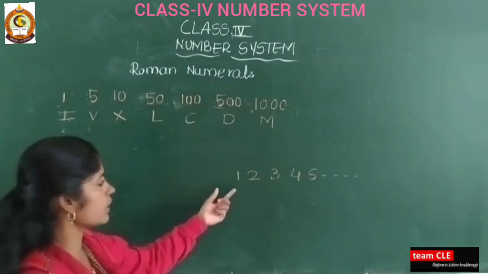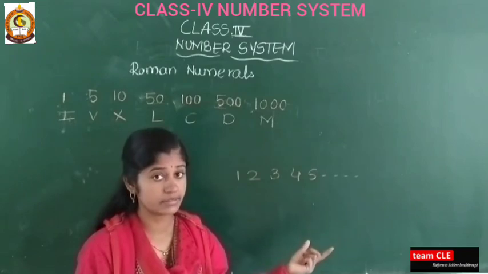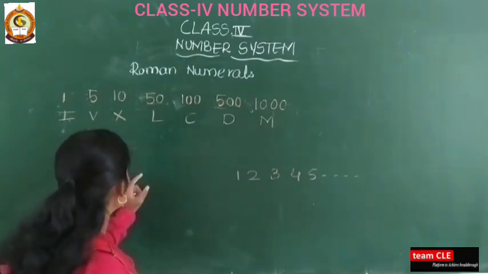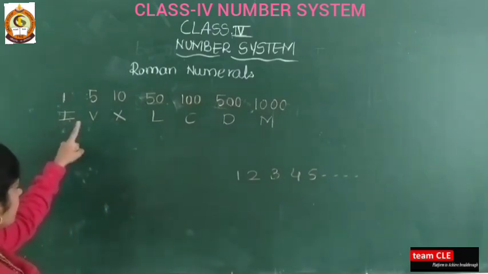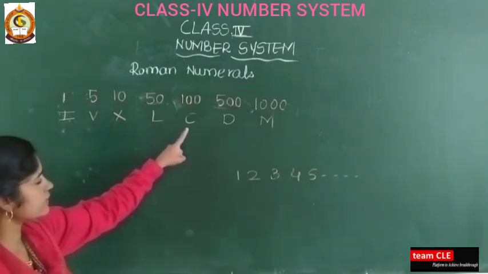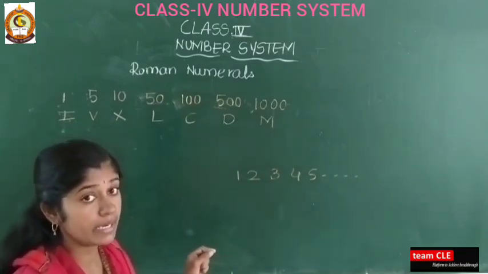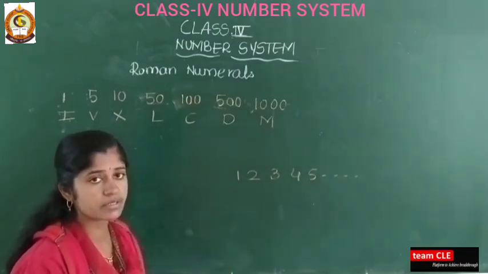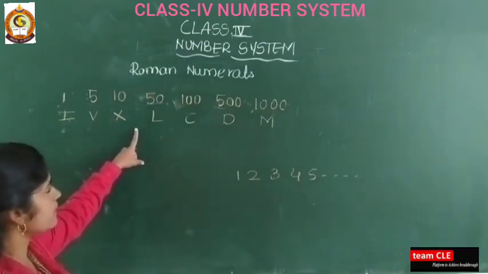We use 9 basic digits, 1, 2, 3, 4, 5, 6 and so on. But the Romans used only 7 basic letters. They are I, V, X, L, C, D, M. On that basis they wrote all the numbers.